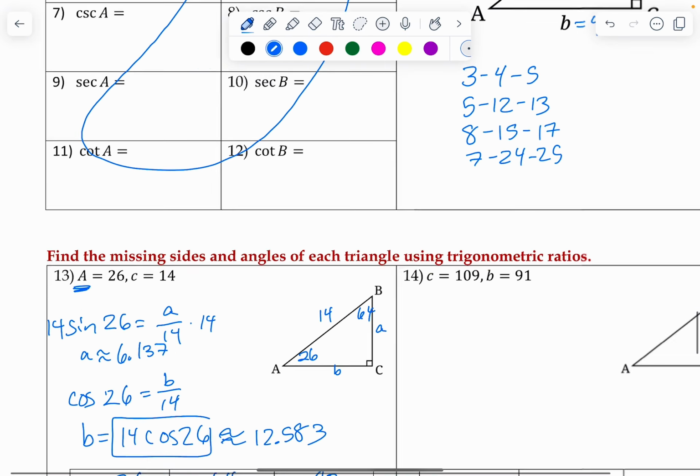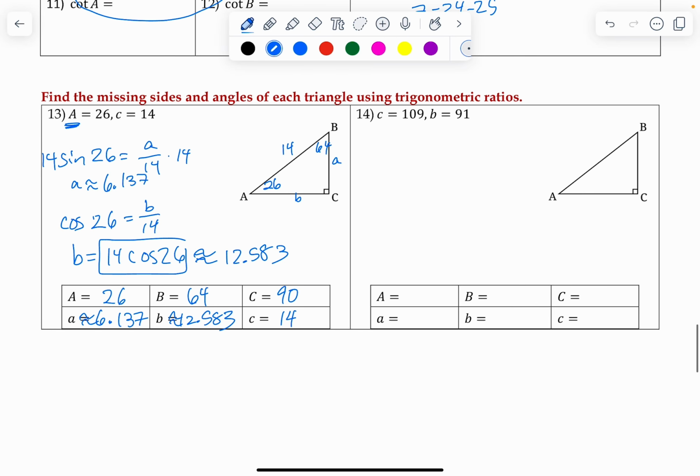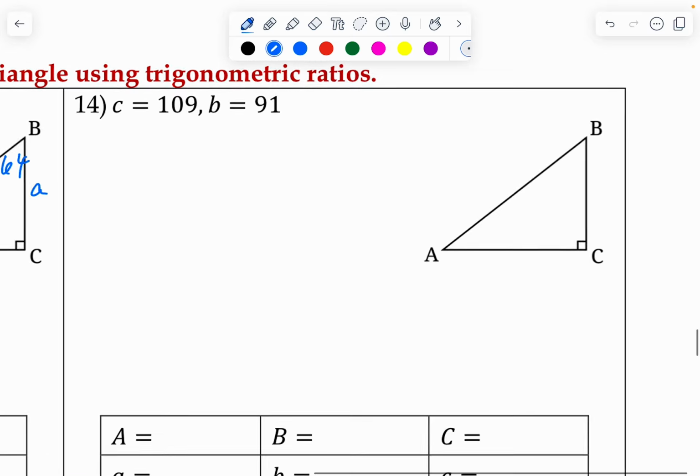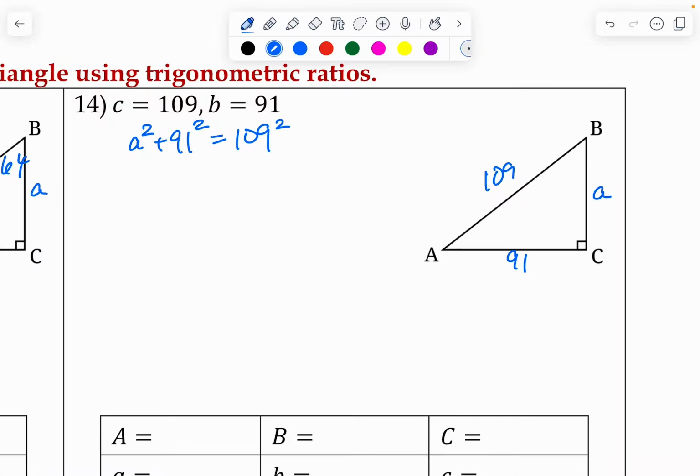Let's see. We did the first one. The next one, they tell us little c and b. Okay, so they've given us little c here is 109. They've told us little b over here is 91. I have to do Pythagorean theorem, and this would be little a. So I'm going to say a squared plus 91 squared equals 109 squared. These numbers are annoying. A squared will equal 109 squared minus 91 squared.